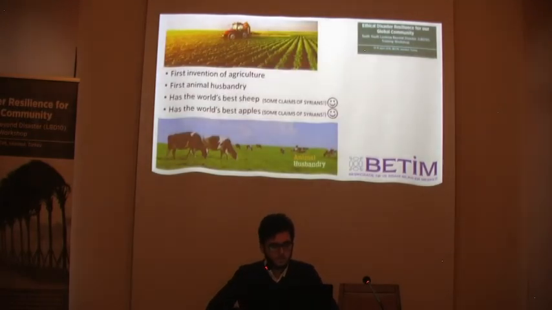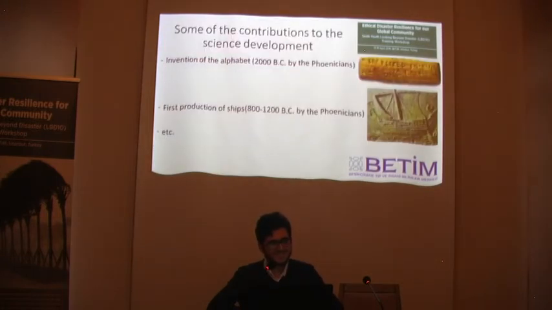So in Syria, we had the first invention of agriculture and the first animal husbandry, and some of our claims are that we had the best chefs and the best apples in the world. So some of our contributions, I couldn't write them all, so one of them is the invention of the alphabet. So this rock is right now in a museum in Damascus. First production of ships also, and etc.